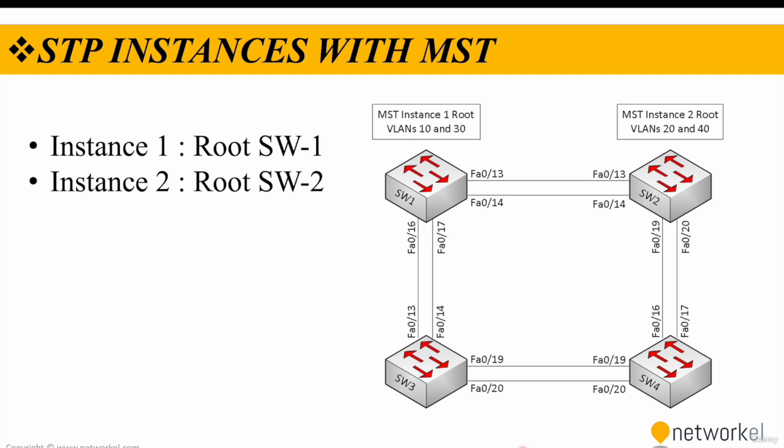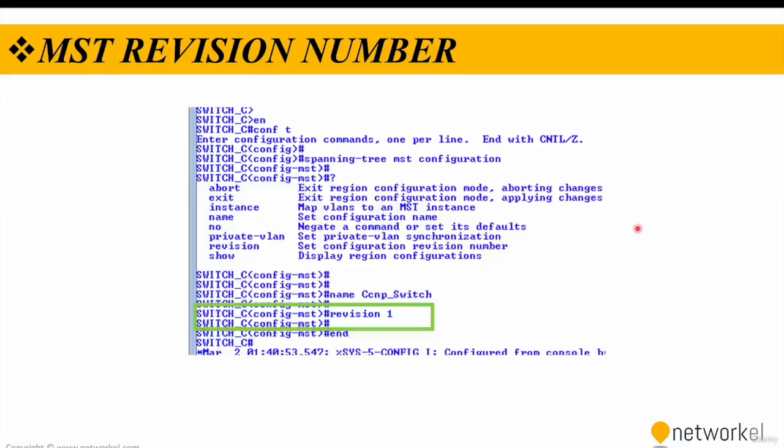What I'm trying to say here is, in an MST topology like this, for example, I have 4 different switches. For instance 1, which covers VLANs 10 and 30, the root bridge is switch 1. On the other hand, for instance 2, which covers VLANs 20 and 40, the root bridge is switch 2. So I can end up with multiple root bridges for different MST instances.